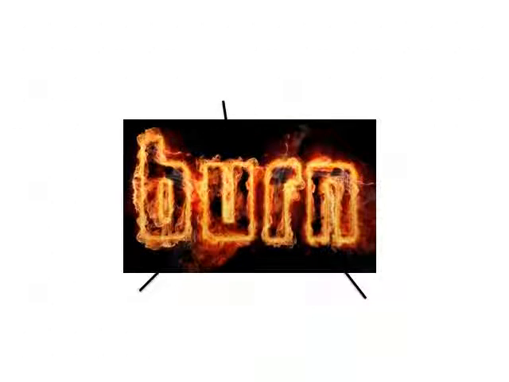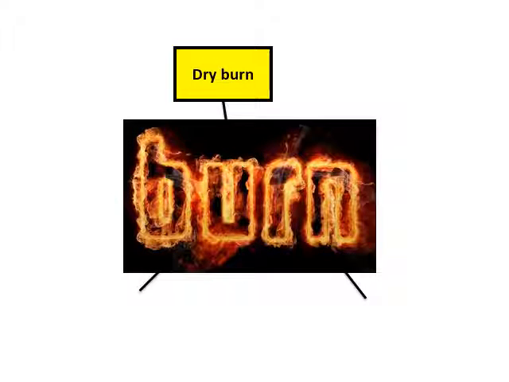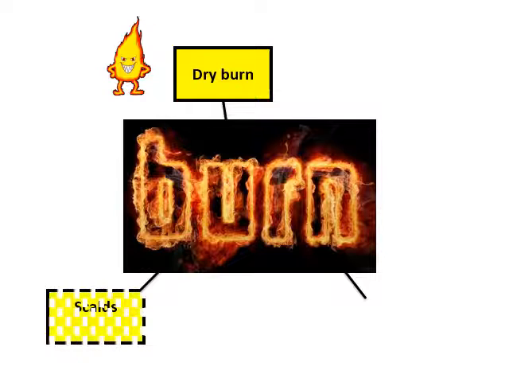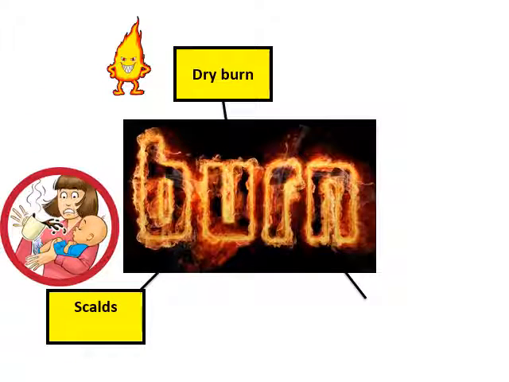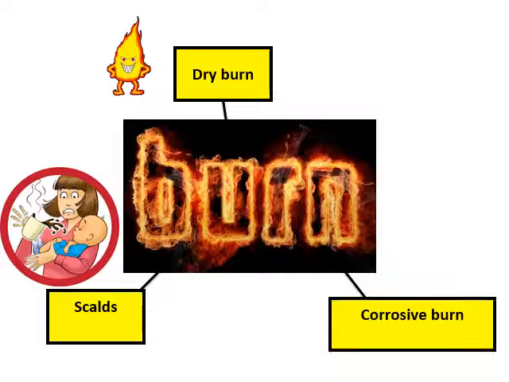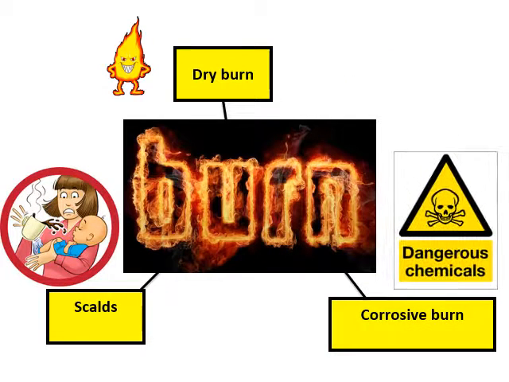So let's start with the types of burns, and this is the first type of physical injuries, and we will classify burns into, first one, the dry burn. Dry burn is mainly caused by flame. The second type is called scalds or moist burns, which is caused mainly by hot liquids. And the third type of burns is called corrosive burn or chemical burns, which is caused by chemicals when it is poured upon the body.